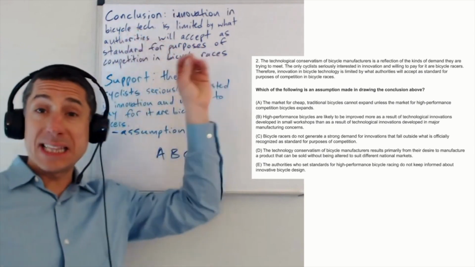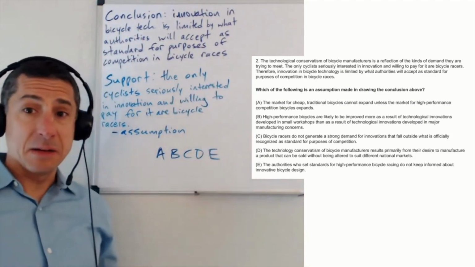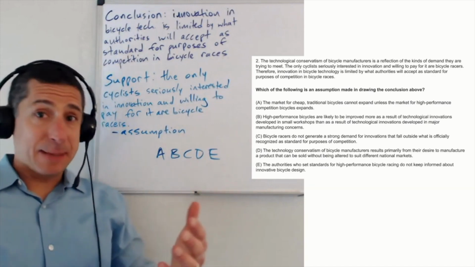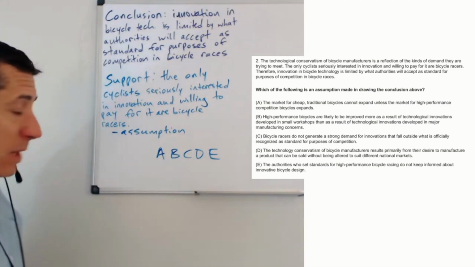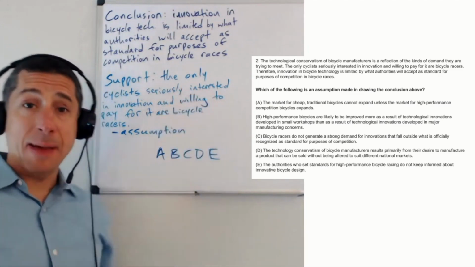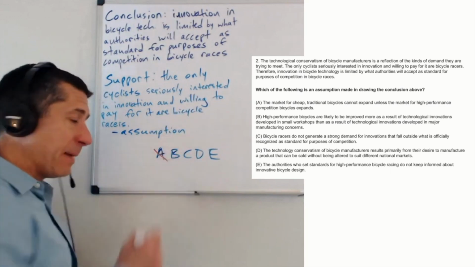The conclusion is that the innovation is limited by standards of bicycle racing. Whether or not cheap traditional bicycle markets are expanding has absolutely nothing to do with any of that. We're not talking about market expansion, just whether innovation is limited by what happens in bike racing. So doesn't strengthen, doesn't reinforce, we can get rid of A.